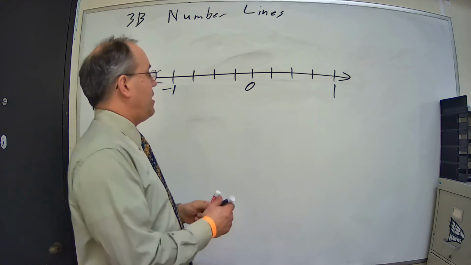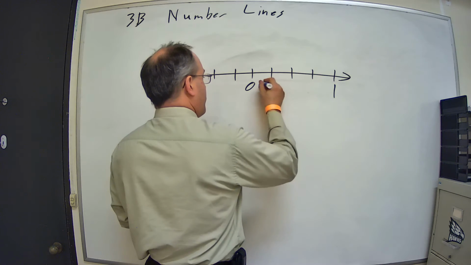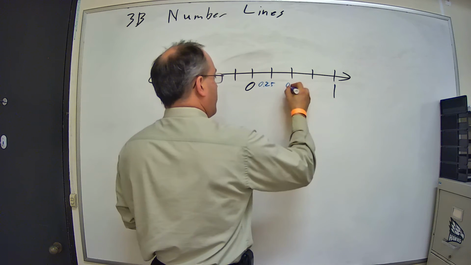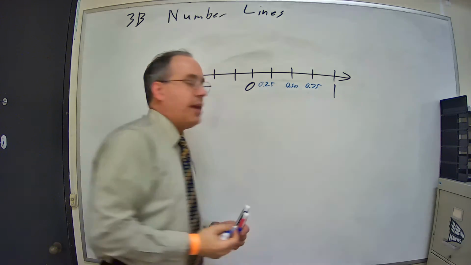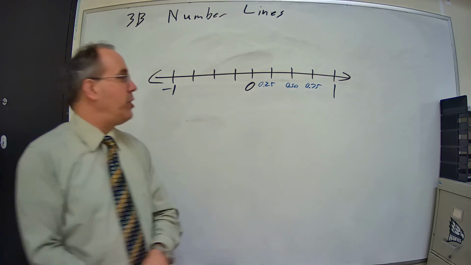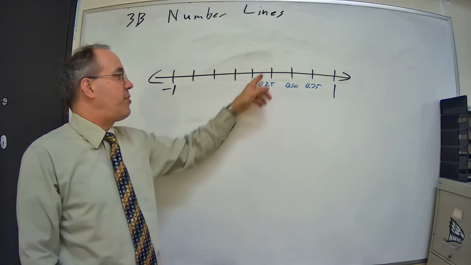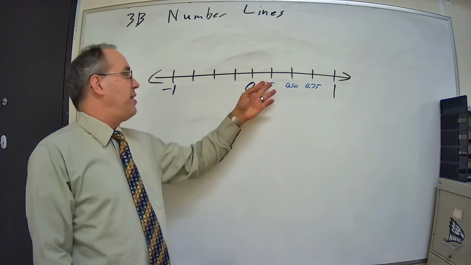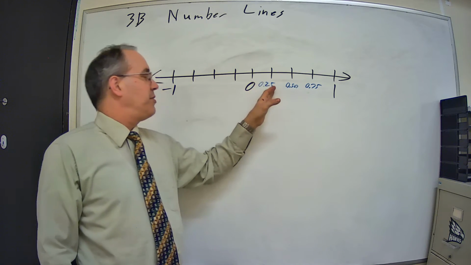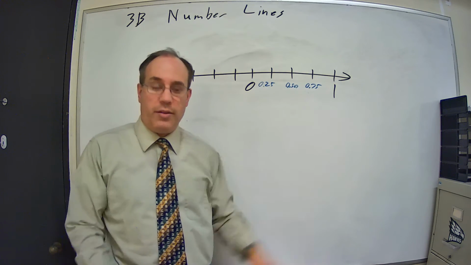So I could say, I'm going to put these in blue, that that's 0.25, 0.50, 0.75, and then that's 1. And we wouldn't number those there, we just have the 1 and the 0, and these hash marks would help us to understand that this is 0.25, 0.50, 0.75, and 1.